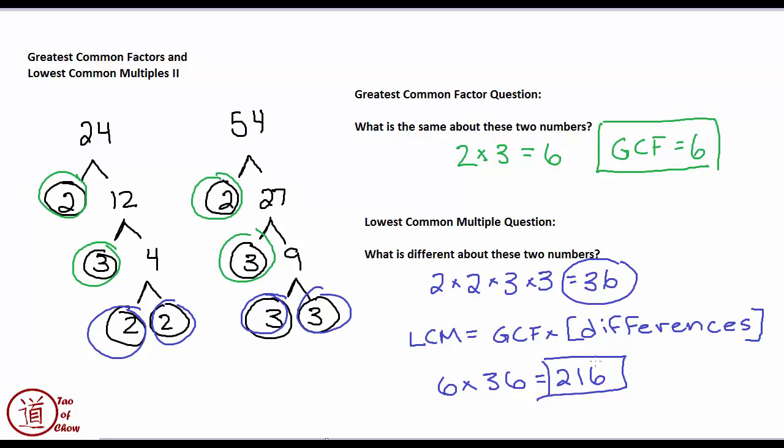It gets a little bit more complicated though when you're using multiple numbers, and I wanted to go through an example of this. So let's take a look. I'm going to use the same numbers as before, but I'm going to add one in. So I'm going to take 24, 54, and now I'm going to take 45.